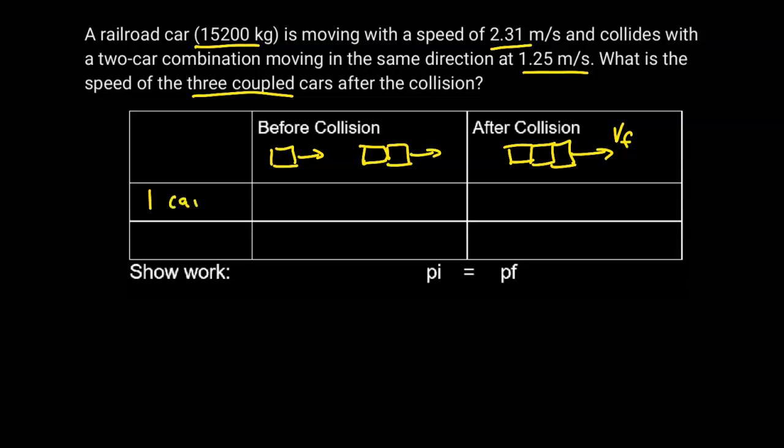So in the first row, I'm going to write down the information for the one-car system, and the second row will be for the two-car system.